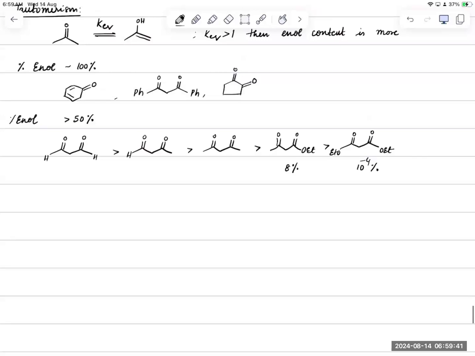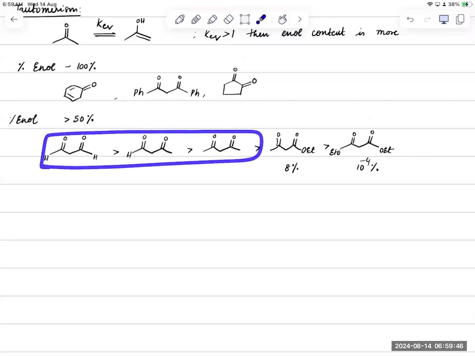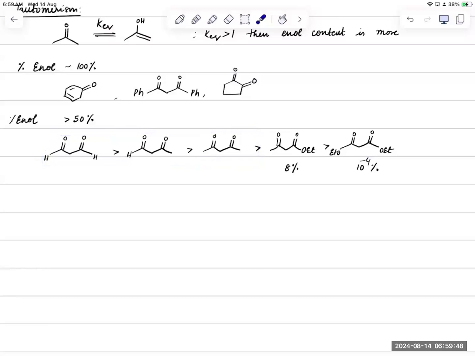So you can see otherwise these three are sufficiently high percentage, much greater than 50 percentage. So all of these are greater than 50%.